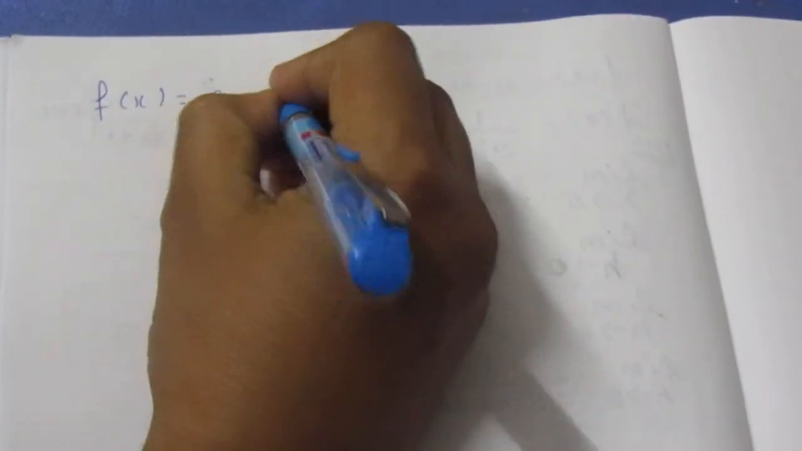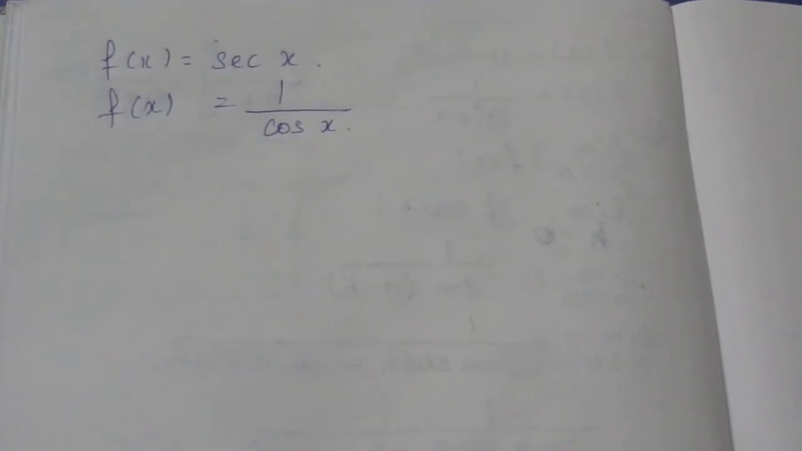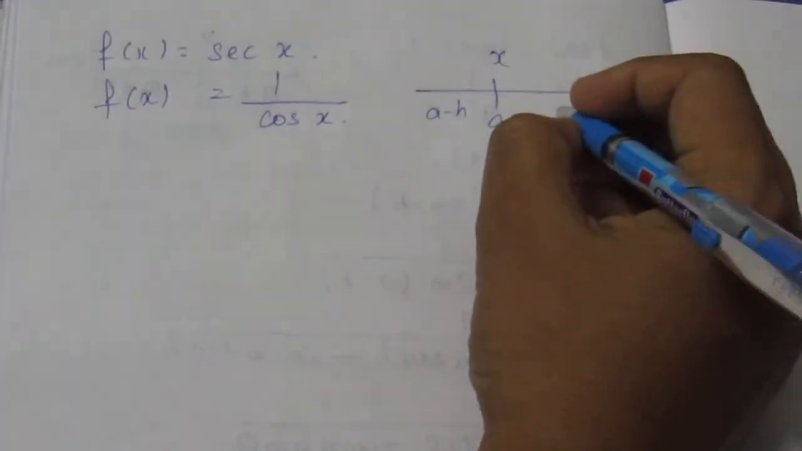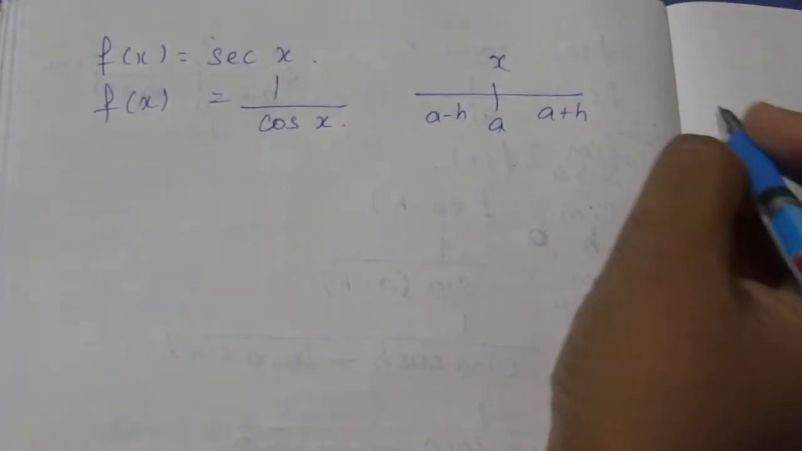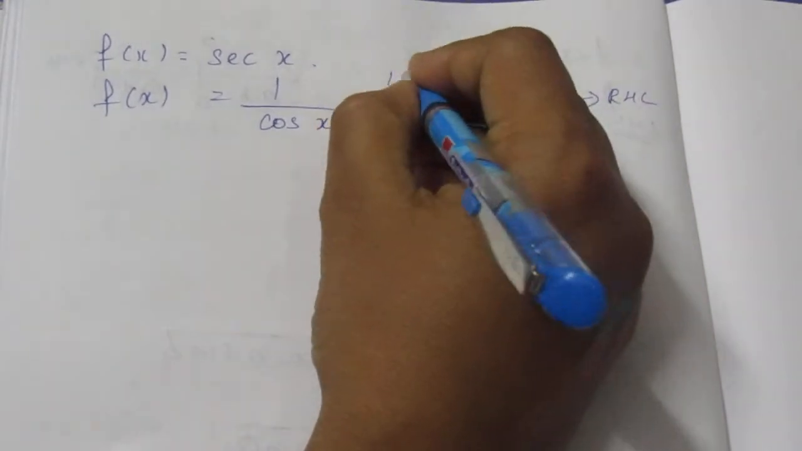Let me take f of x is equal to secant x. Secant x can be written as 1 by cos x, because it is the reciprocal of cos. Same way, I am taking x to be a. Here it is the left hand limit, so it becomes a minus h. For the right hand limit, here it becomes a plus h. This is RHL and this is LHL.